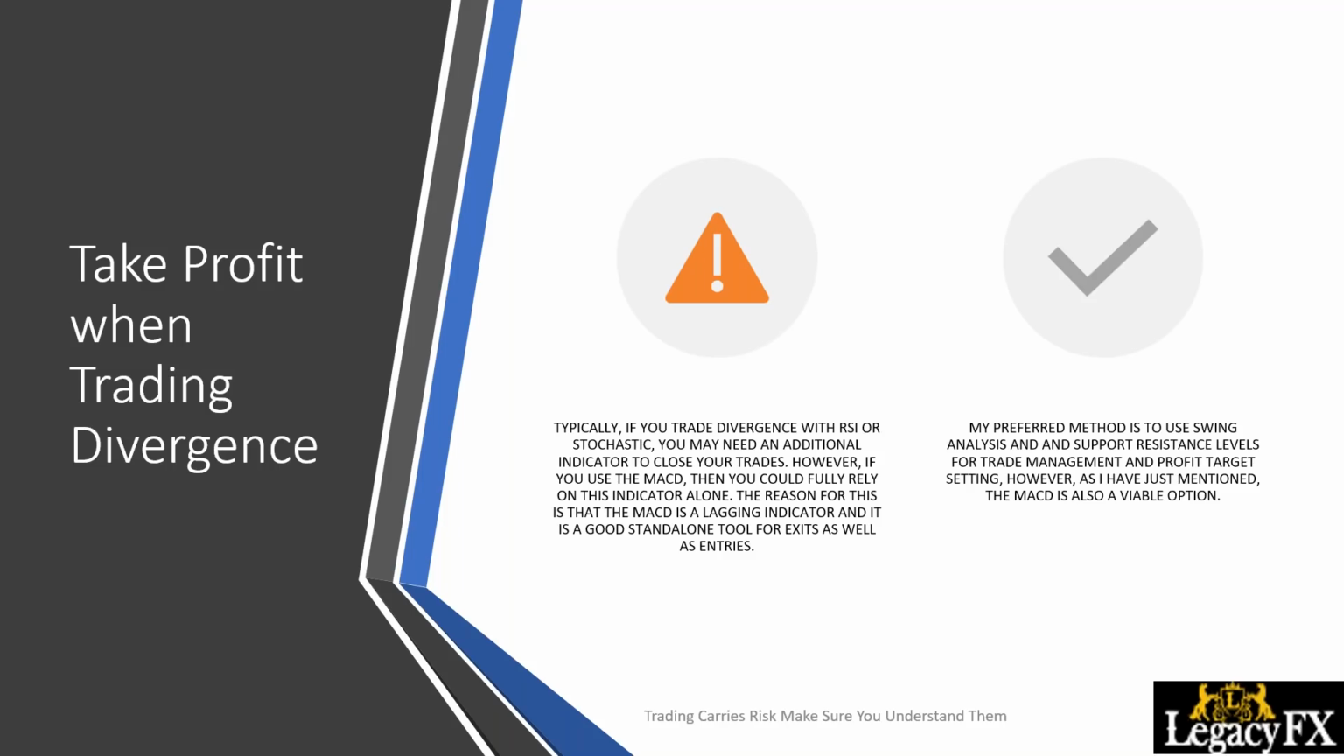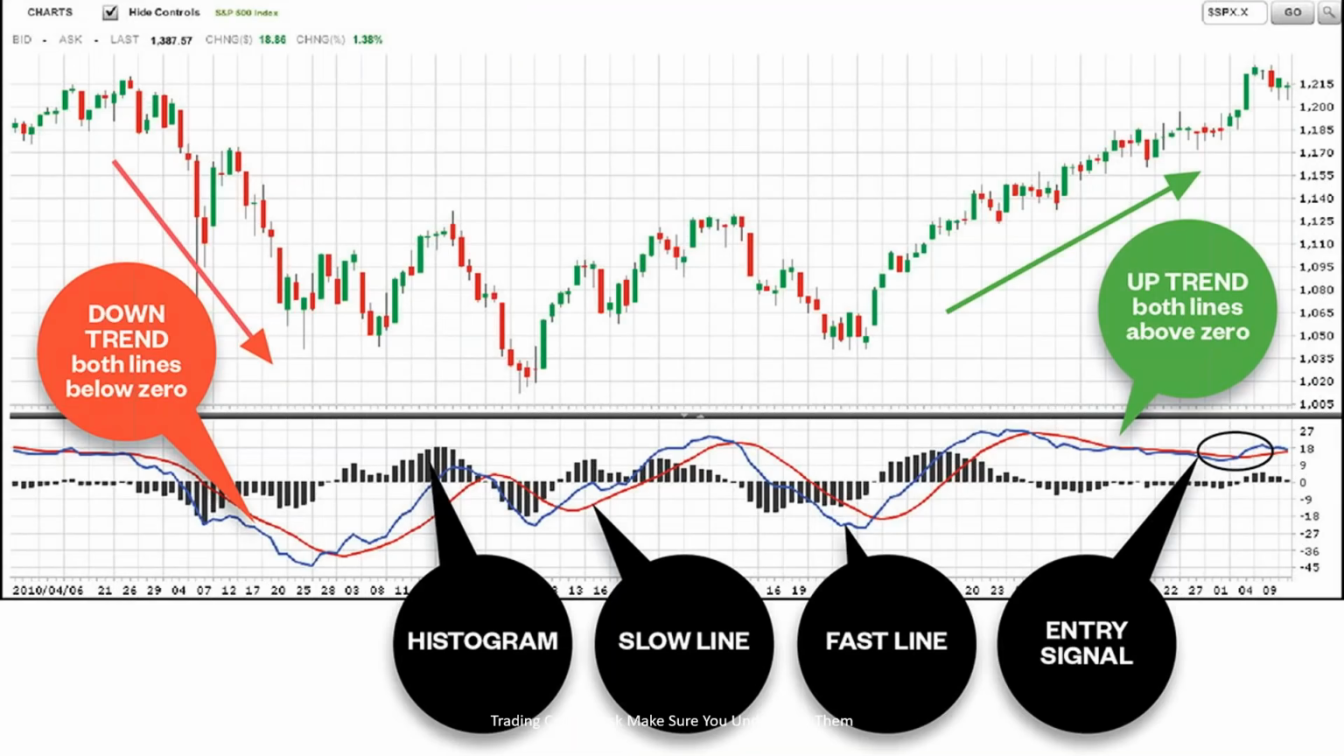My preferred method is to use swing analysis and support and resistance levels for trade management and profit target setting. However, as I've just mentioned, MACD is a viable option. And if you're not sure about MACD, we have an entire class just on MACD. It's a great indicator that serves many different purposes. So MACD is made up of the histogram, the slow line, which is called the trigger line, and the fast line, which is called the MACD line, and when they cross over, they give us entry signals. So when we see divergence with these, it is also being confirmed by the crossovers that give us the buy and sell signals, or the transaction signals, in MACD.